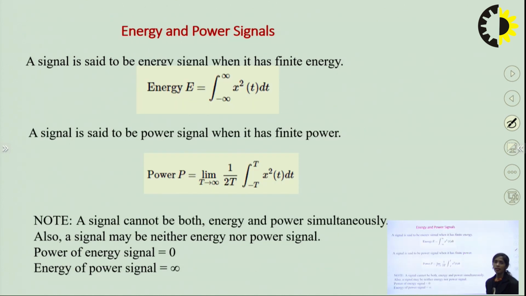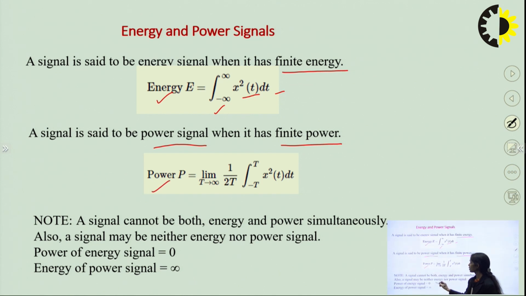Now the next classification is energy and power signal. An energy signal is a signal which has finite energy and zero power. This can be expressed by the relation energy E equals the integral from minus infinity to infinity of x squared t dt. This is the energy relationship of any signal. A signal is said to be a power signal if it has finite power and infinite energy. So a power signal can be defined by this relation: limit T tending to infinity of 1 by 2T times the integral from minus T to T of x squared t dt.